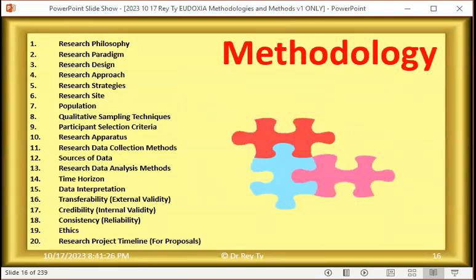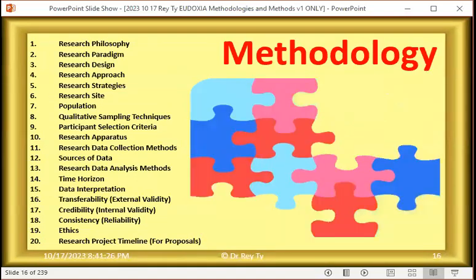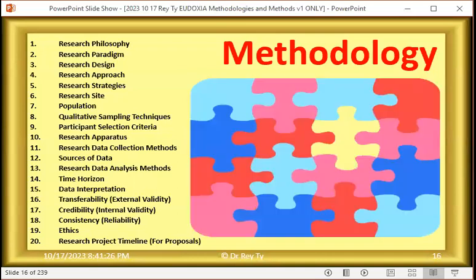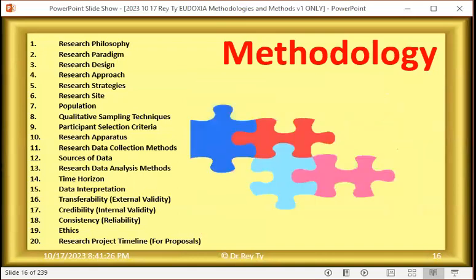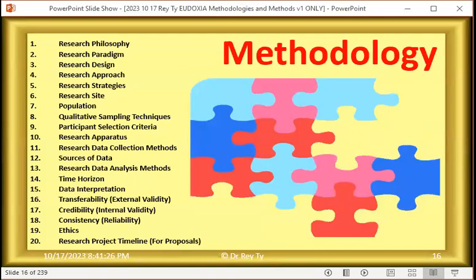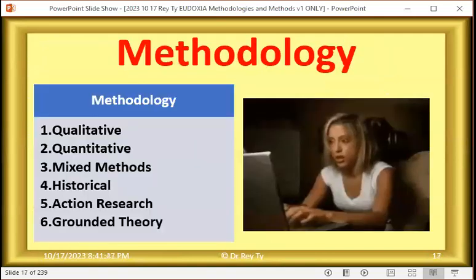So this is a research methodology. It's a bigger picture. Research methodology is the bigger picture. We're looking at the philosophy, the paradigm to begin with. Okay, and there are in the literature more or less six major research philosophy methodology: qualitative research, quantitative research, mixed methods, historical research.